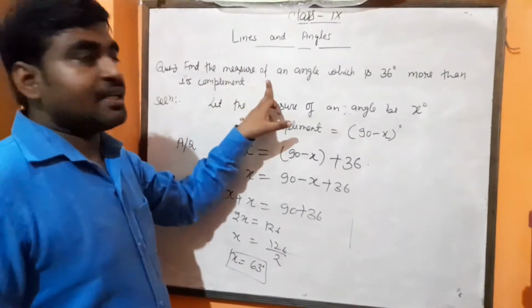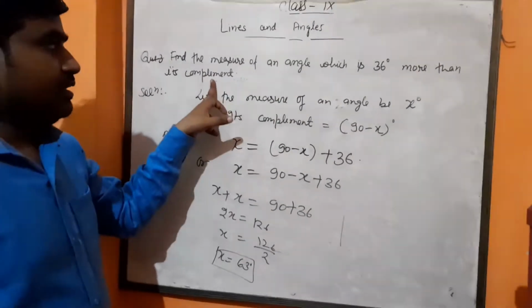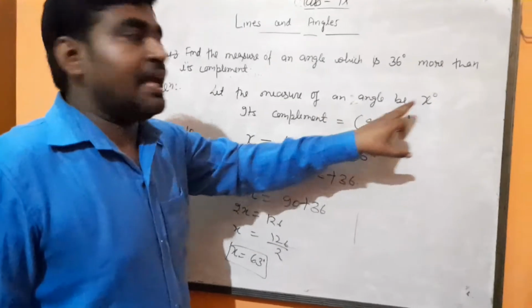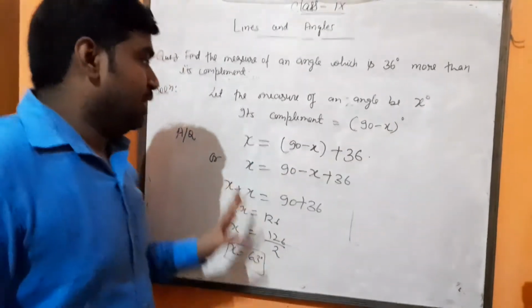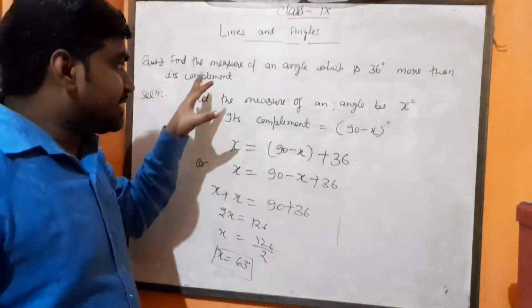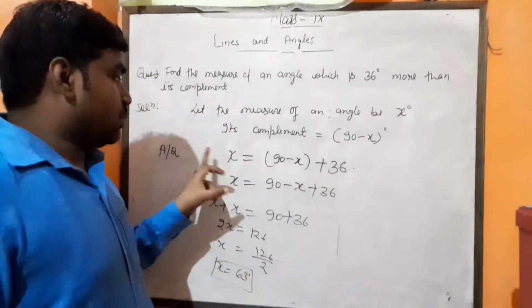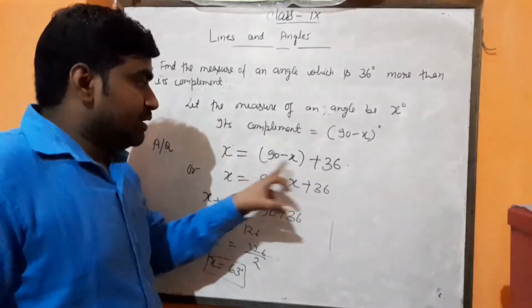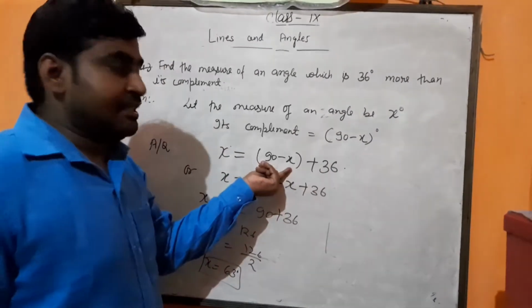Find the measure of an angle which is 36 degrees more than its complement. In this question, let us suppose that the measure of an angle is x degrees, so its complement angle will be 90 minus x degrees. Now, according to the question, it is given that the angle is 36 more than its complement. So the angle x degrees is equal to 36 plus its complement, which means 90 degrees minus x.